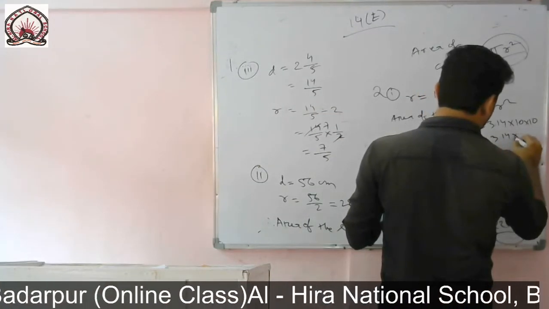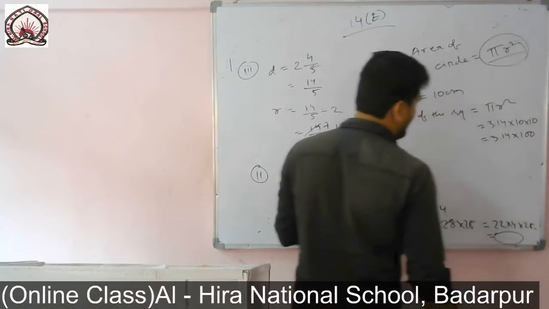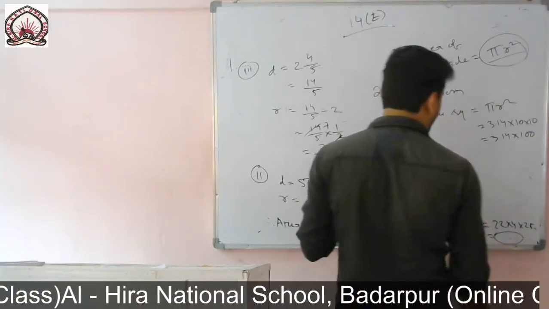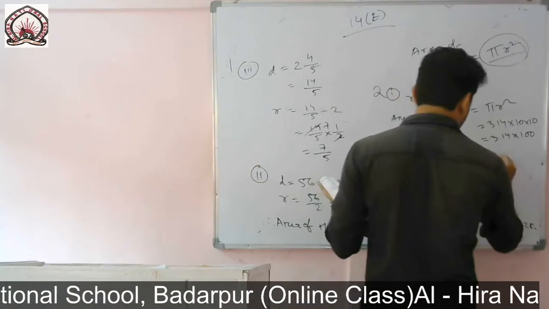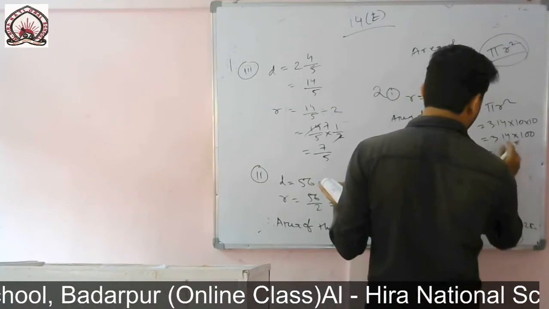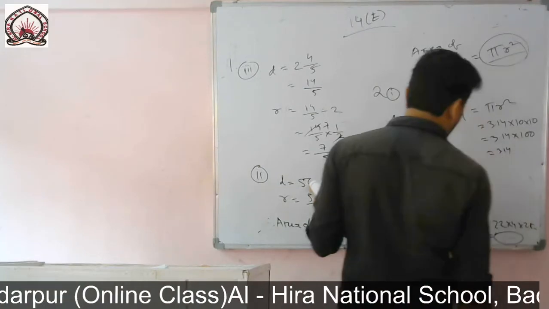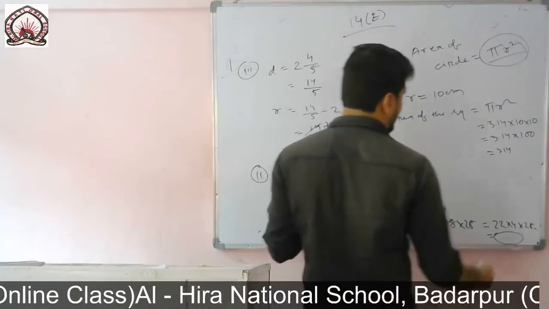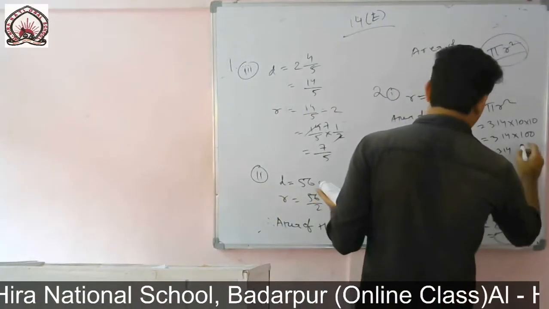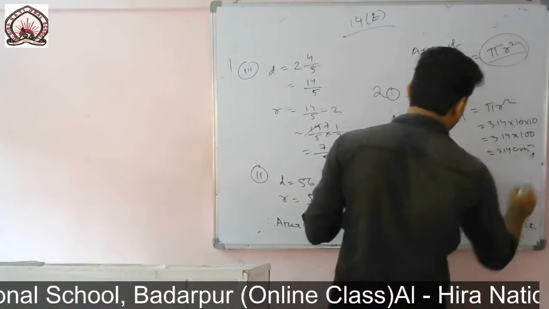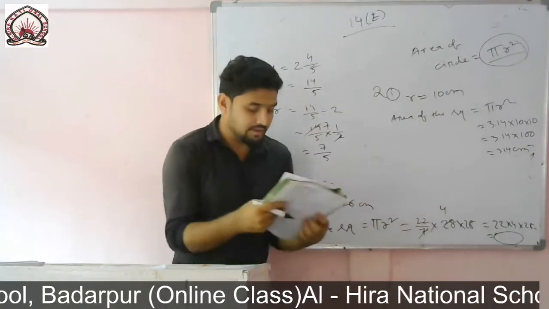3.14 into 100. If you multiply this, then the decimal point will shift two places to the right. So 341 centimeter square is the required area. So you can find the others also, no problem.